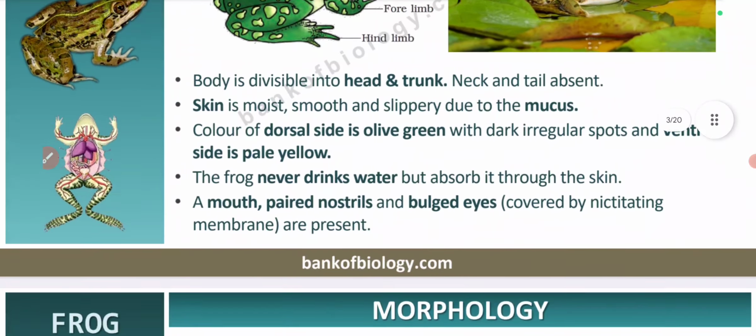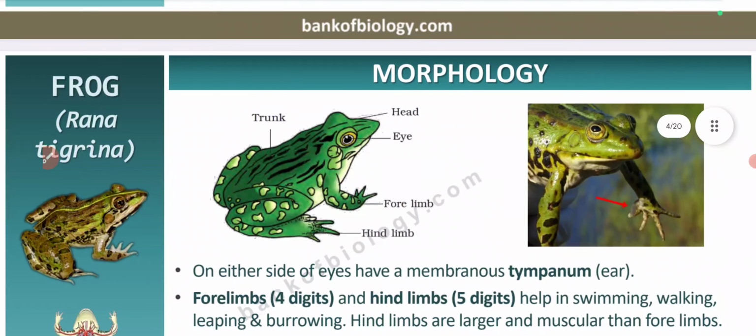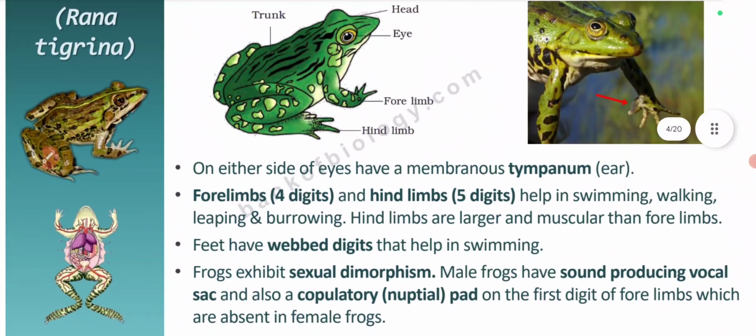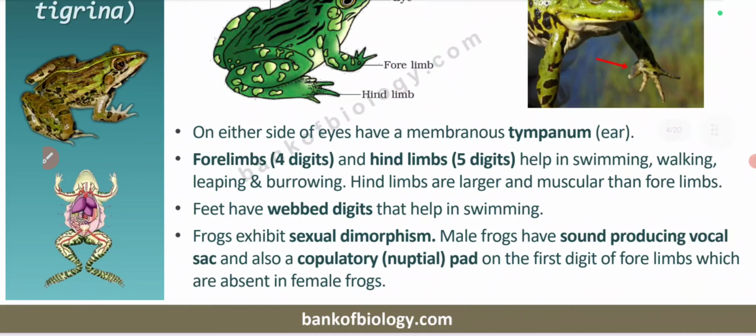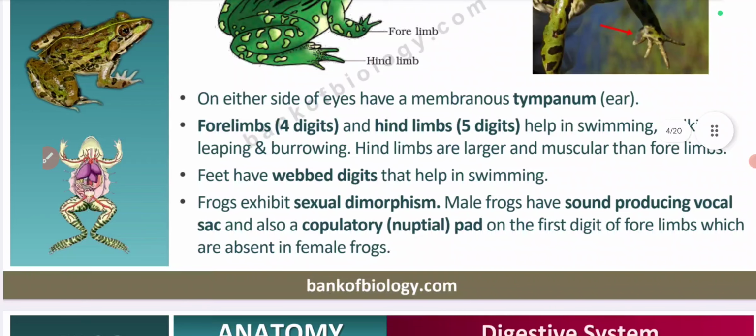In crocodiles, you can easily observe the nictitating membrane. On either side of the eye there is a membranous tympanum. Tympanum is called the ear. Forelimbs have 4 digits and hind limbs have 5 digits. They help in swimming, walking, leaping and burrowing. Hind limbs are larger and more muscular than the forelimbs. Feet have webbed digits that help in swimming. As you can see in the diagram, their feet are webbed, which helps in swimming.